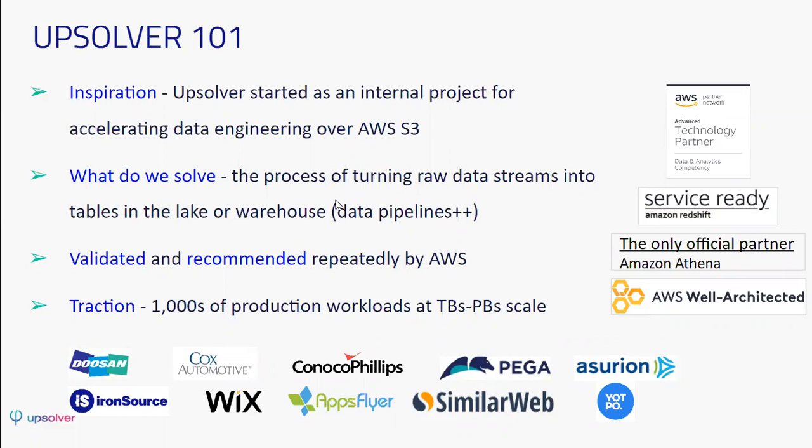Regarding traction, Upsolver has been in GA since 2018. The product is deployed with thousands of production pipelines. Some of them are at terabyte scale, and the more extreme ones are at petabyte scale and millions of events per second. We work with both enterprises and cloud native companies. AppsFlyer would be a classic cloud native company. That's it on this slide. Next slide, please.